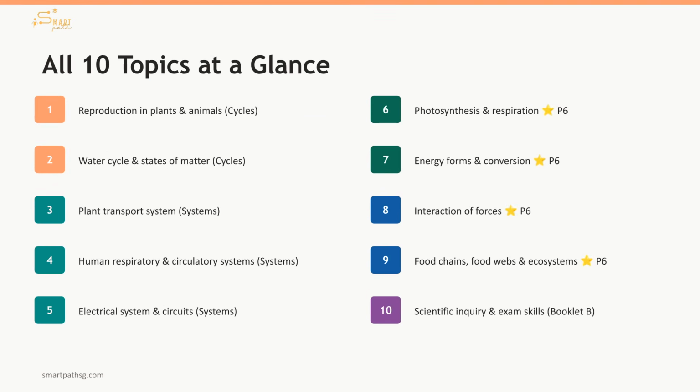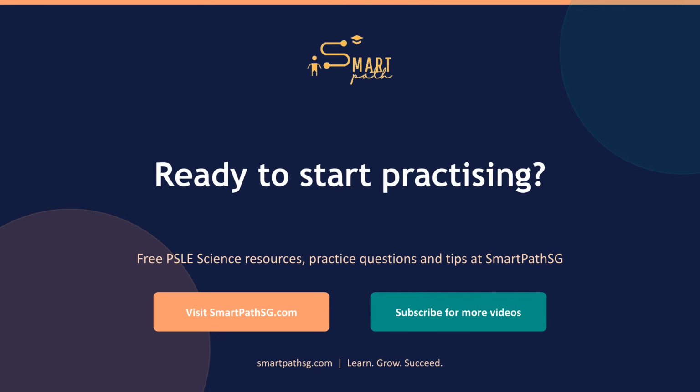Here's your complete checklist. Topics 1 to 5 are mostly P5 content. Topics 6 to 9 are P6 topics. Give these extra attention. Topic 10 applies to every Booklet B question. Pause now and rate your confidence in each from 1 to 5. Then focus on your weakest areas. That's all 10 topics covered.